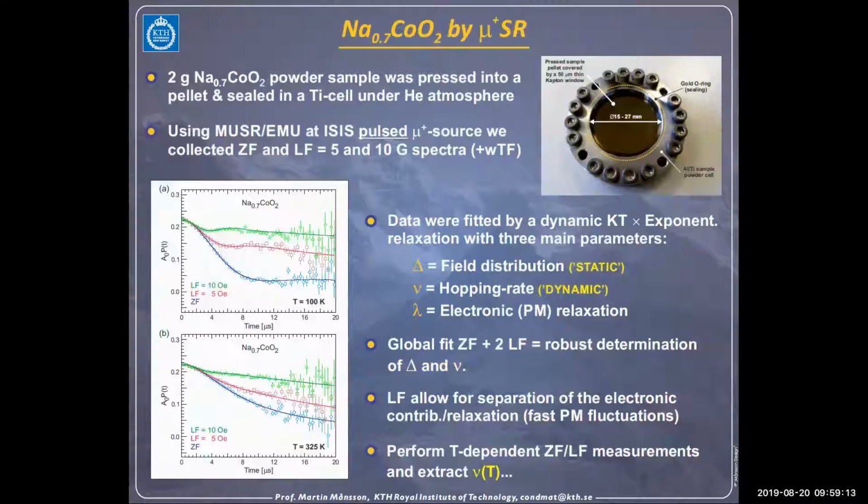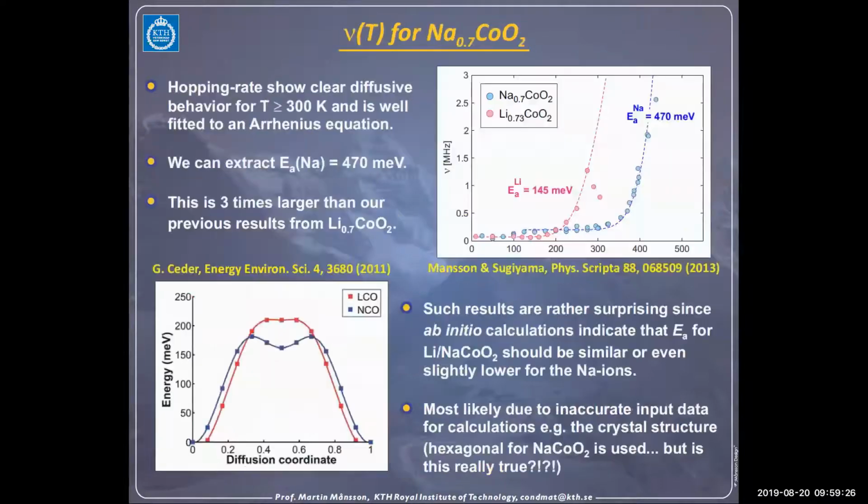We put our sample in this, we did the temperature dependence, and we fit this globally like some of you did yesterday during the exercise. Then we can extract the hopping rate as a function of temperature. This is exactly the same. These pink dots here are the data that I showed you yesterday. This was lithium 0.7 cobalt oxide. The blue ones are sodium 0.7 cobalt oxide. So we try to make a fair comparison here.